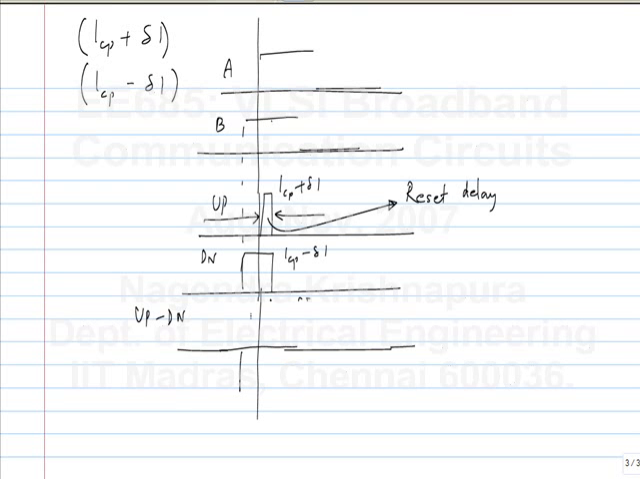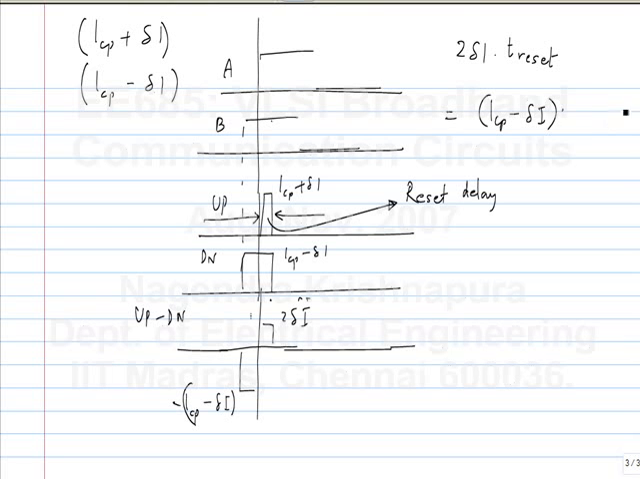So before the reset it is minus ICP minus delta I, and after the reset it is what? 2 delta I. Okay. So 2 delta I times the reset delay should be equal to ICP minus delta I times the phase difference, or basically phase difference by 2 pi times the time period. Okay. So from this we can calculate the phase difference.